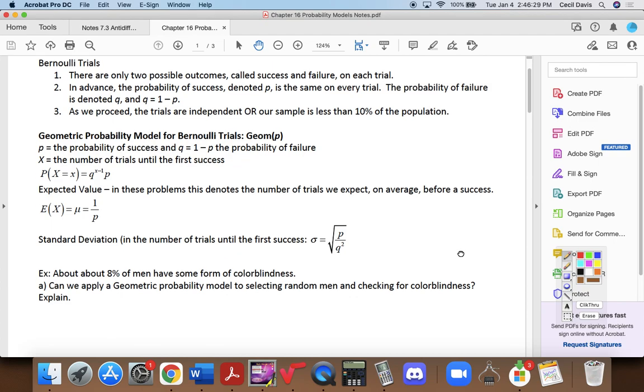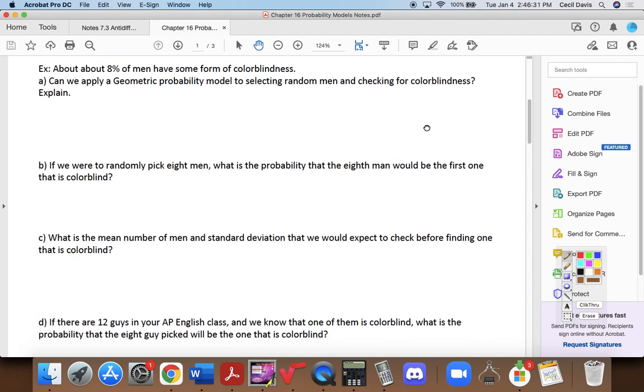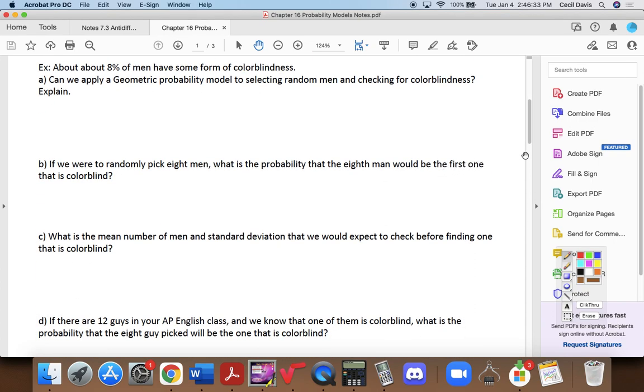All right. So let's look at an example problem. This is an actual fact, about 8% of men have some form of color blindness. Okay? So, first of all, can we apply a geometric probability model to selecting random men and checking for color blindness?